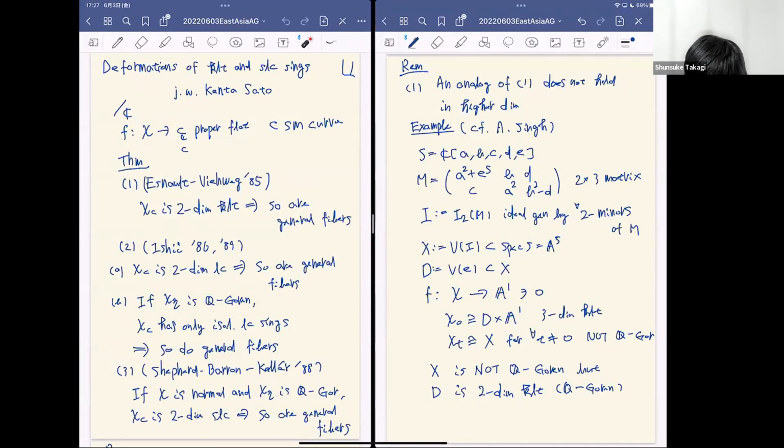So let me assume the generic fiber is Gorenstein. Then my question is, what can we say if the generic fiber is Gorenstein? This is the topic of today's talk. I want to answer this question using the theory of non-Gorenstein singularities initiated by Dufresne and Heycon.